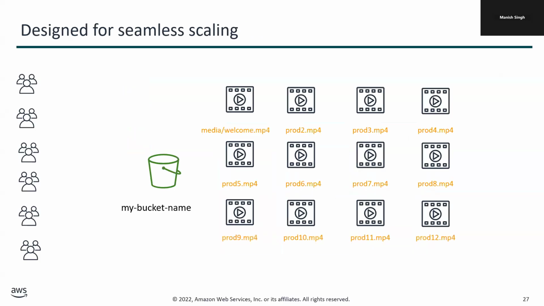It's designed for seamless scaling. With a bucket, you don't have to specify a size. You just keep putting things in the bucket, and it will automatically grow. It automatically scales, and you can say it automatically scales down as well.